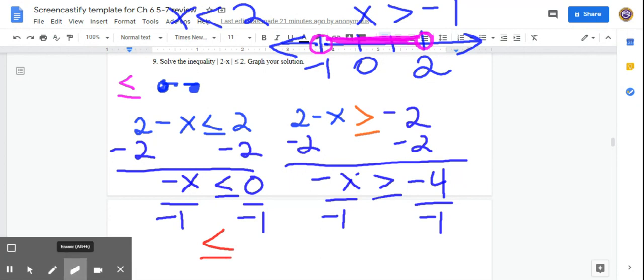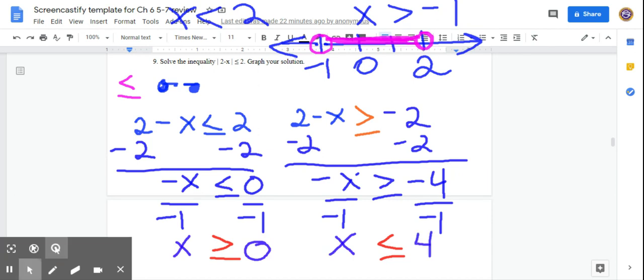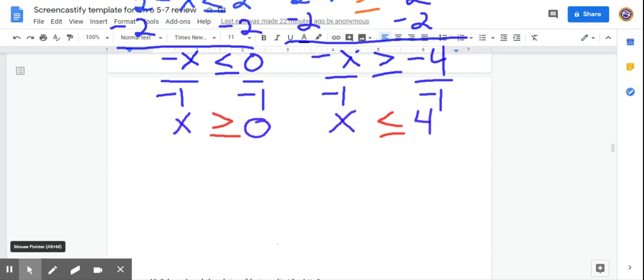Well, that's not flipping the inequality, is it? So let me erase that. Flip that inequality, so that one's going to become greater than or equal to, and this one is going to become less than or equal to. All right, so bring down the x, and 0 divided by negative 1 is 0. Bring down your x. Negative 4 divided by negative 1 is positive 4. So now you have x is greater than or equal to 0, and x is less than or equal to 4.